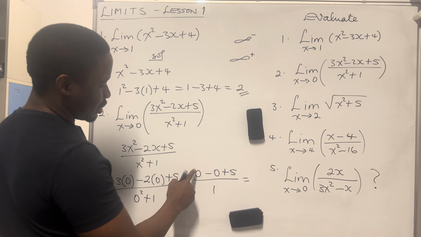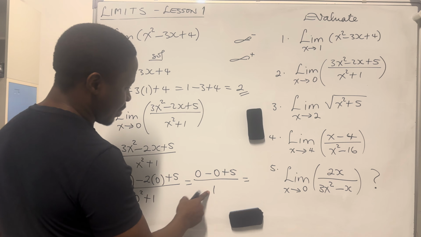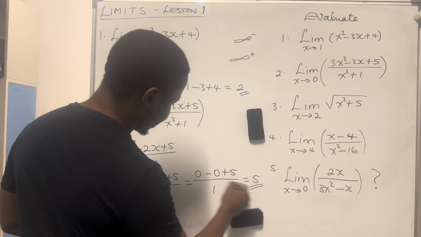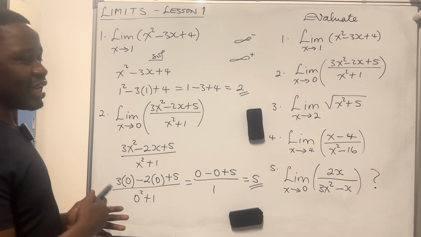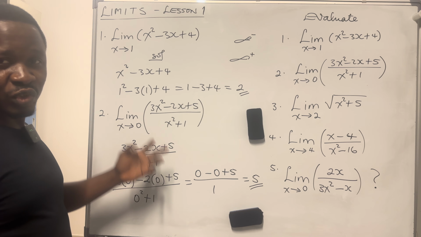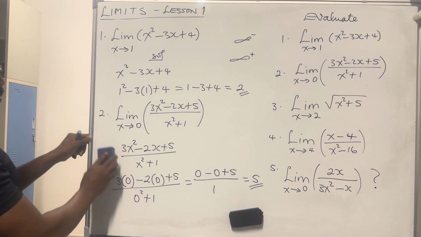So what do we get? 0 minus 0, 0 plus 5 is 5. 5 divided by 1 is just 5. So do not forget, when finding the limit of a rational function, before you substitute like what I did, the first thing you do is take this value and substitute only in the denominator to see whether it will give you 0 or not. If it gives 0, there is a problem. There is something else to do. If you want to copy, pause the video, then you can copy. Now let's go to 3 and 4.